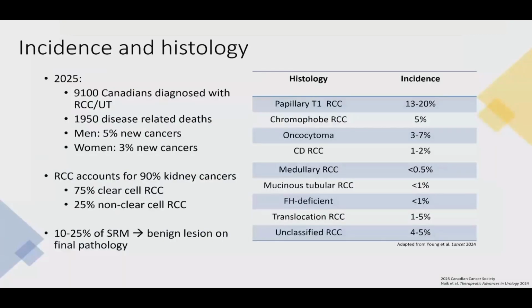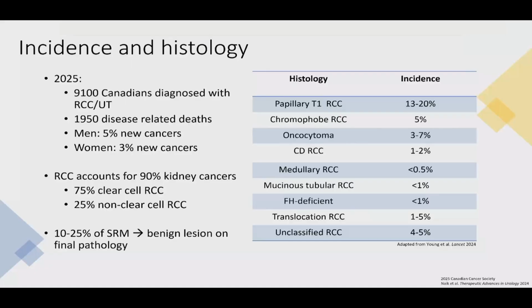To give a bit of background, in 2025, 9,100 Canadians were diagnosed with kidney cancer of some sort, whether it be RCC or upper tract urothelial, and just under 2,000 people died of the disease. Kidney cancer accounts for 5% of newly diagnosed cancers in men and about 3% of newly diagnosed cancers in women.